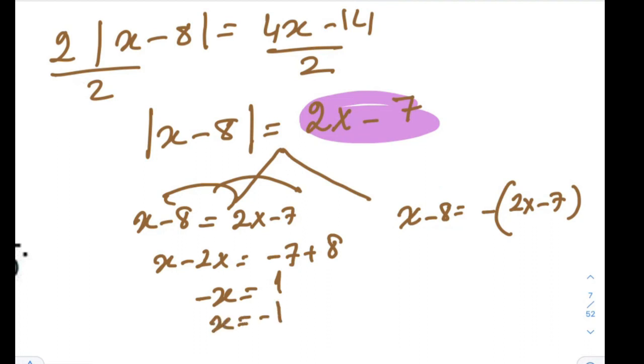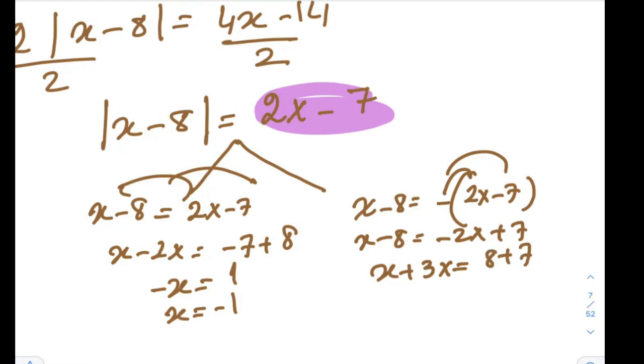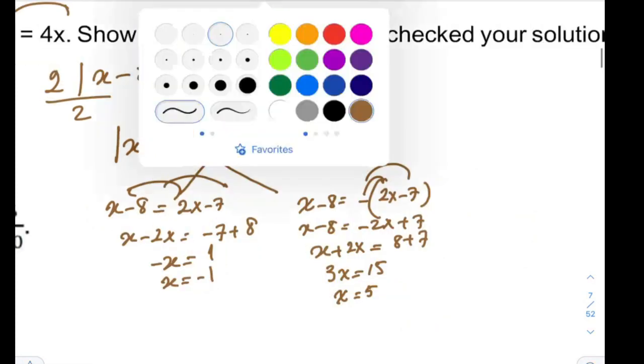This is one option. The other option, negative 2x plus 7. So x plus 3x is 8 plus 7, 4. So this is x plus 2x here, so it's 3x. Yes, 3x is 15. So x is 5. Now, since we have an expression here, it's a must to check. You have to check.